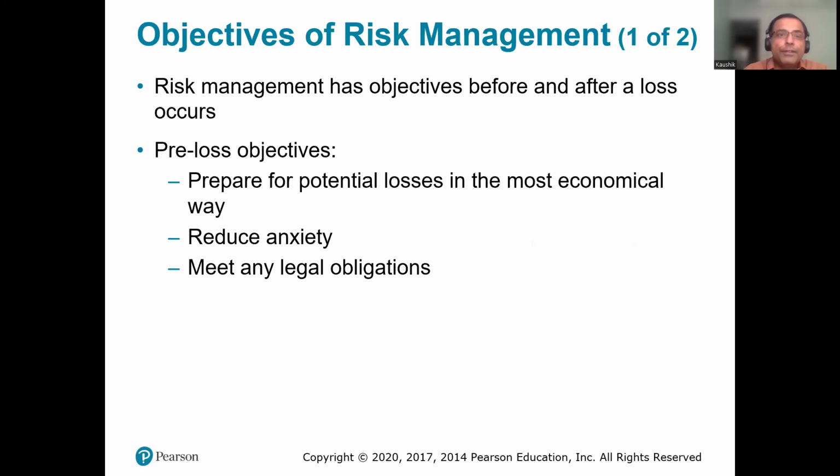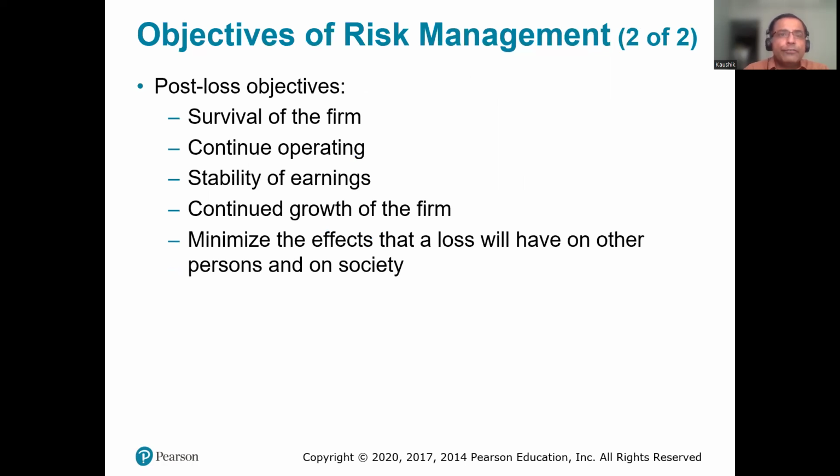Risk management has pre-loss objectives as well as post-loss objectives. The pre-loss objective includes preparing for potential losses that may happen and to reduce the financial implications. As a result, there is also less concern and fear, and by doing so, the company is able to comply with legal obligations. The post-loss objective is to ensure that the business survives, it continues operations, and it continues growing. And it also minimizes any detrimental effect on the society.